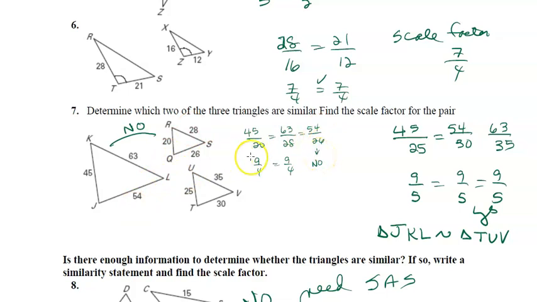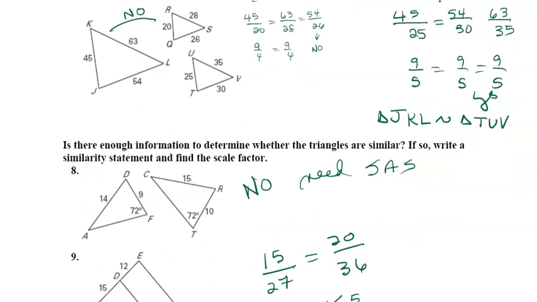So these two can reduce to 9/4, but 4 does not go into 26 evenly, so this cannot reduce to 9/4, so they are not similar. So these two are not. Then I did 45 over 25, 63 over 35, 54 over 30. And I looked, and each of these can reduce to 9/5. So yes, that is my scale factor, and then here could be my similarity statement. Okay? So make sure that you understand that.